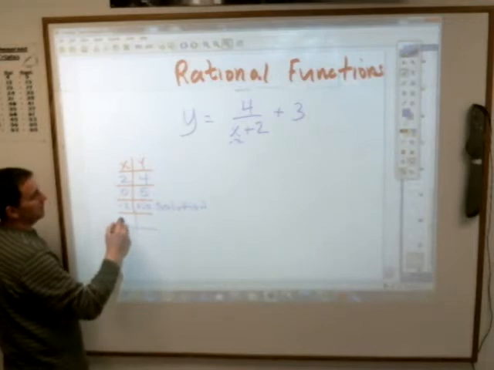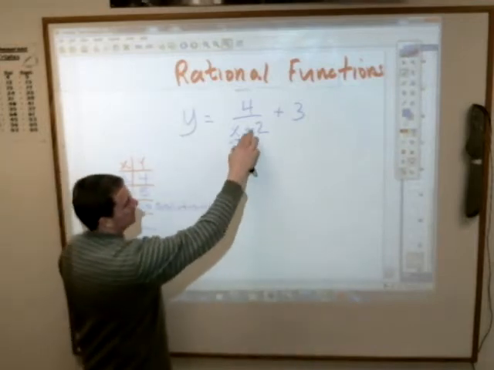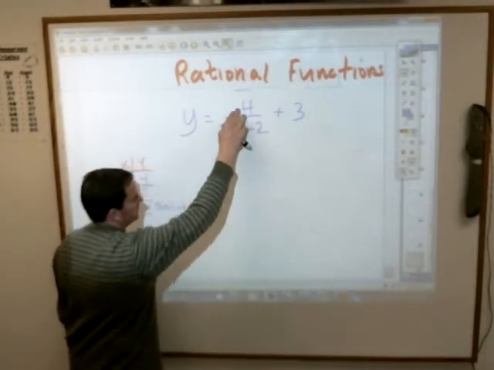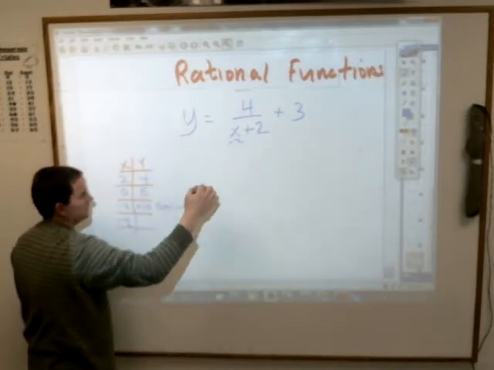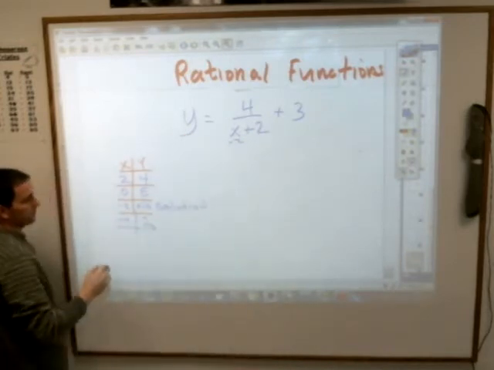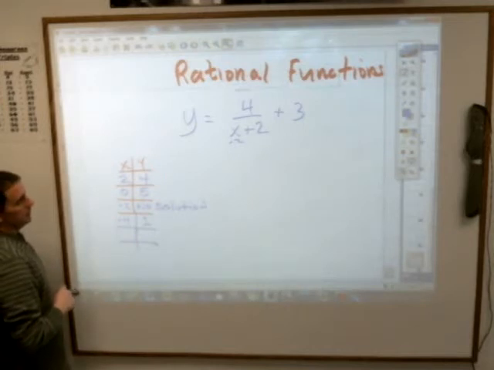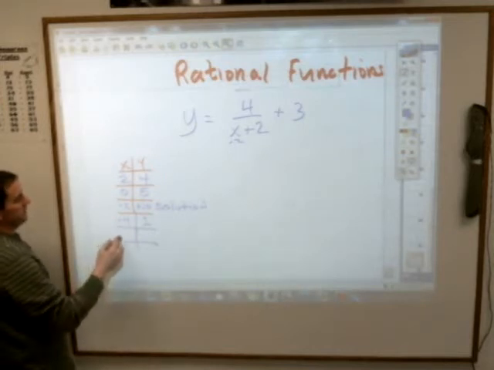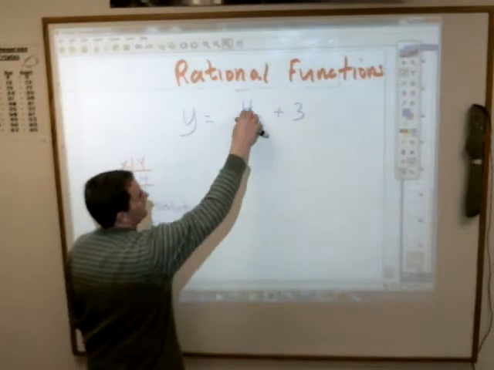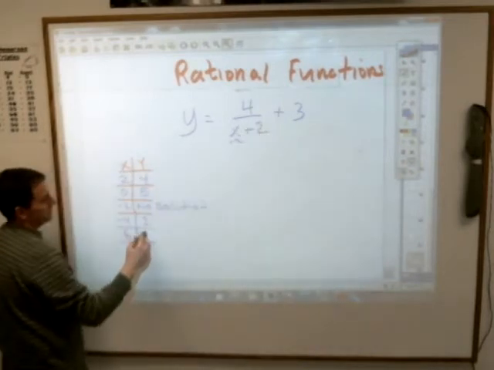-4. Let's do -4. -4 plus 2 is -2, so I get 4 over -2, which is -2, plus 3, which is, I believe, 1. That's good. Give me one more. Steph says 6. Let's do that. 6 plus 2 is 8. 4 over 8 is 1/2. 1/2 plus 3 is 3.5.